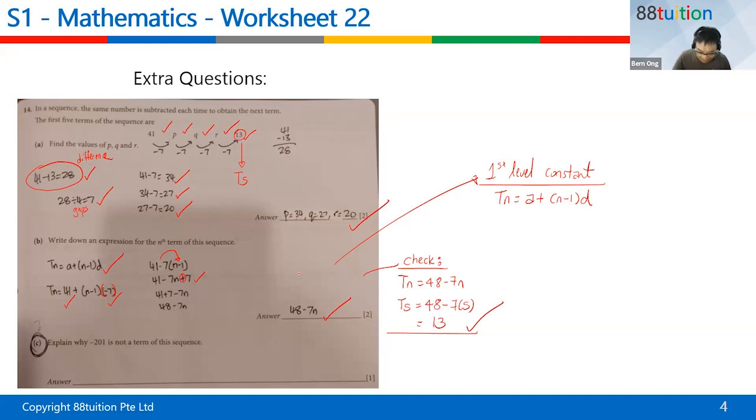All right. That means this answer is doubly confirmed correct, and you will secure the 2 marks. This is just an extra thing which I hope that you can do in future.